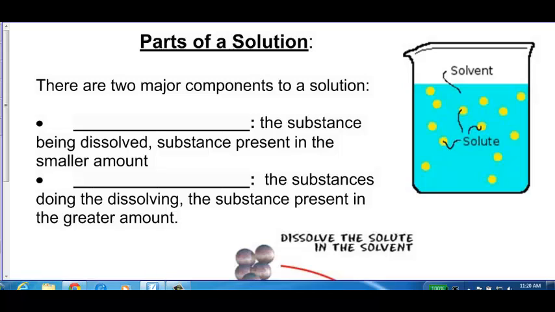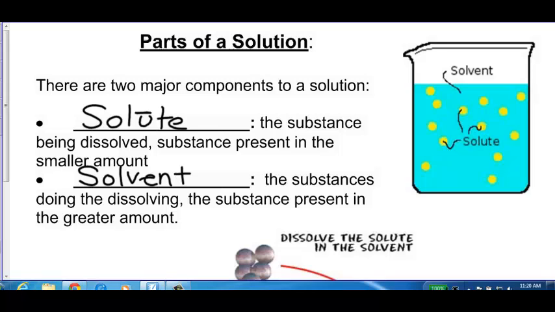Solutions have two major components. They have the stuff that you dissolve, and the stuff that does the dissolving. The stuff that gets dissolved is usually present in a smaller amount, like the sugar in Kool-Aid or the caffeine in coffee. We call that the solute. The U is a long U, solute. That is the stuff that gets dissolved. The stuff that does the dissolving is known as the solvent. It's usually present in the greater amount.